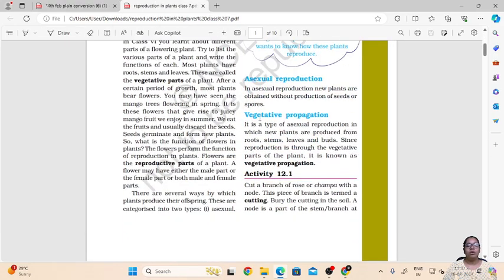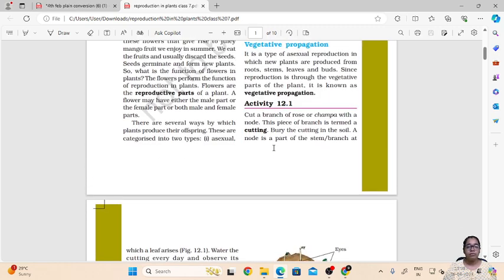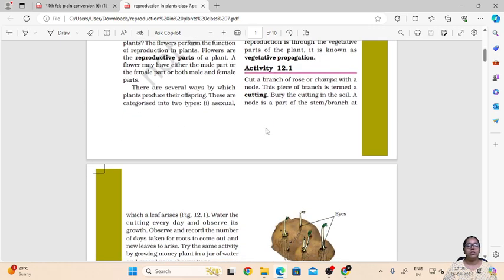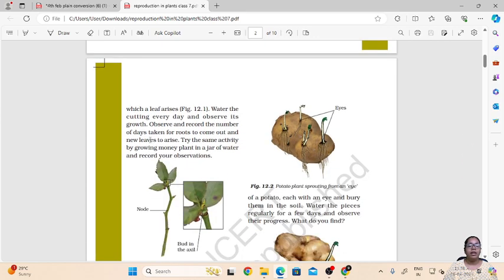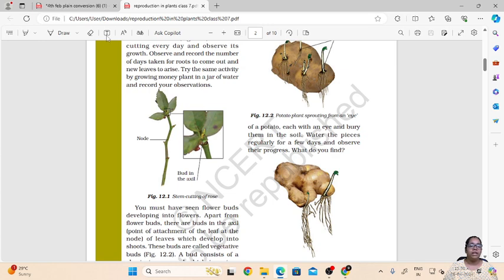So the first mode of reproduction is vegetative propagation. So vegetative propagation is basically obtaining a new plant from the plant parts such as roots, stem, leaves, and buds. So the first mode of vegetative reproduction is by cutting. So for cutting, the example is rose. So here we can see how cutting is done.